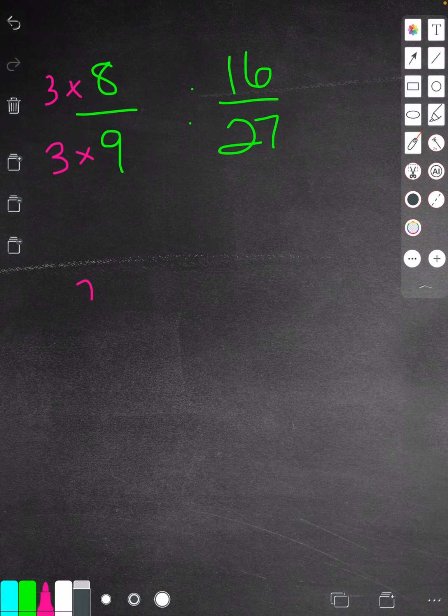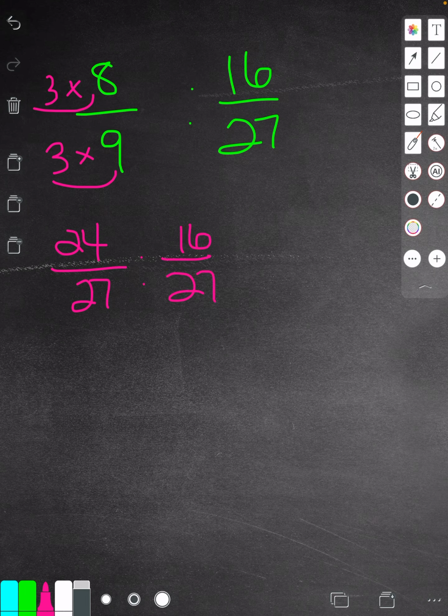I know that it's going to be something over 27 because I just decided I needed a common denominator, and that 9 was indeed a factor of 27. So I can turn 9 into 27 by multiplying by 3. So 3 times 9 for my denominator is 27. 3 times 8 is going to be 24. Rewrite. I've rewritten my left-hand side. I'm going to rewrite my right-hand side.